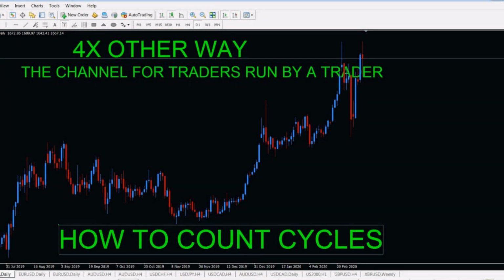Have you ever noticed that the market is moving in cycles? You probably have. Have you ever tried to count the distance in days or in candlesticks between two tops on the market? I bet you probably have. Have you ever achieved any reliable results for this counting?